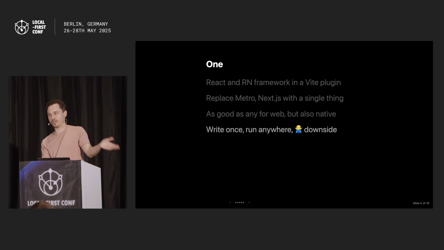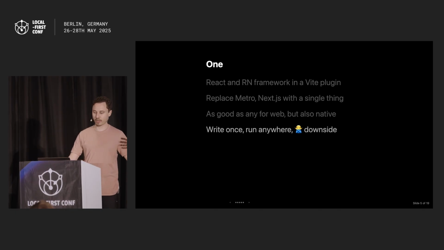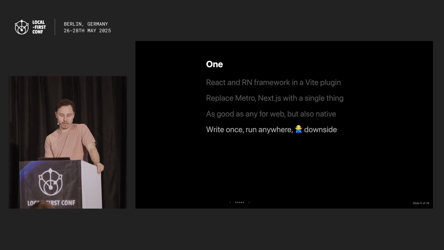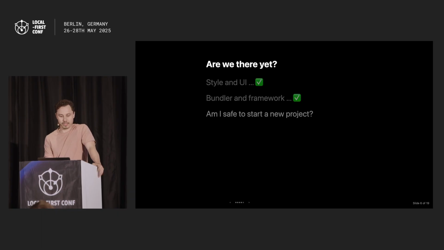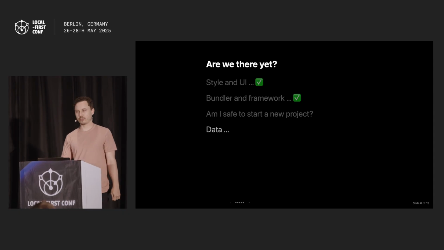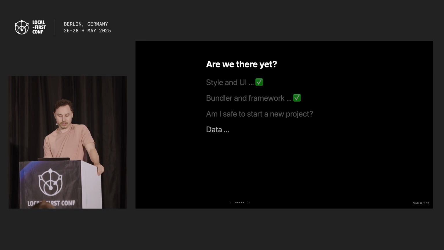And so I took these detours to build these things because I felt like they were the worst parts of what I was building when I was trying to build universal apps. My question now is, are we there yet? Can I start a new project without getting sidetracked? I've got my style and UI now, I've got my bundler and my framework now, and am I safe? I think the answer, at least until very recently, is that there was this big risk that I would end up having to build a data solution. And so I just wanted to thank all of you guys because I do not want to build a sync engine or a local first library.